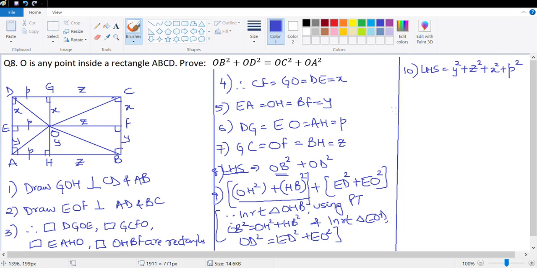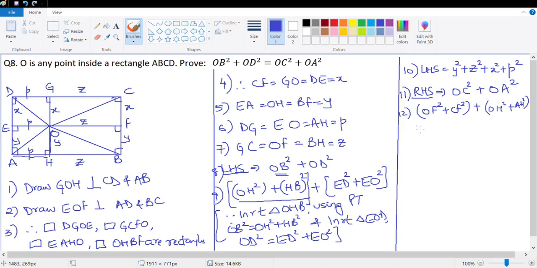Now let's look at right hand side. So right hand side is equal to OC square plus OA square. If I look at the right triangle OFC, OC square is equal to OF square plus CF square. And OA, if I look at the right triangle AHO, then OA square is equal to OH square plus AH square.